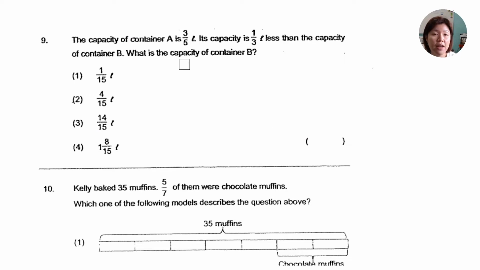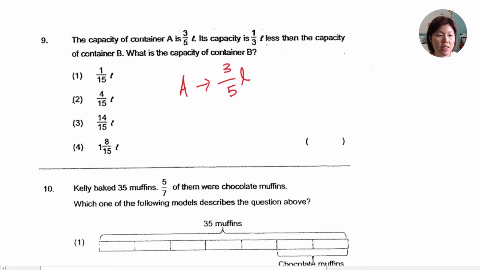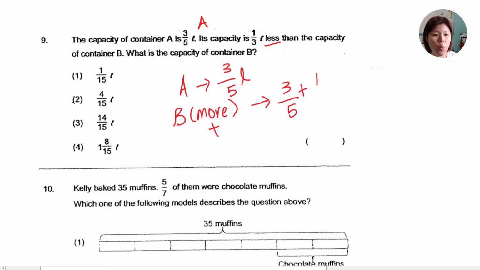Okay, next question, number 9. The capacity of A is 3.5 liter. Its capacity is 1/3 less than B. So they mention A is 3/5 liter and its capacity is less. It means A is less than B. So means B is more. More means plus. So we will take 3/5 plus 1/3.